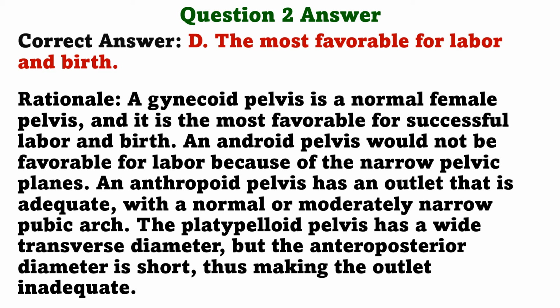The correct answer is D. The most favorable for labor and birth. Rationale: a gynecoid pelvis is a normal female pelvis, and it is the most favorable for successful labor and birth. An android pelvis would not be favorable for labor because of the narrow pelvic planes. An anthropoid pelvis has an outlet that is adequate, with a normal or moderately narrow pubic arch. The platypelloid pelvis has a wide transverse diameter, but the anteroposterior diameter is short, thus making the outlet inadequate.